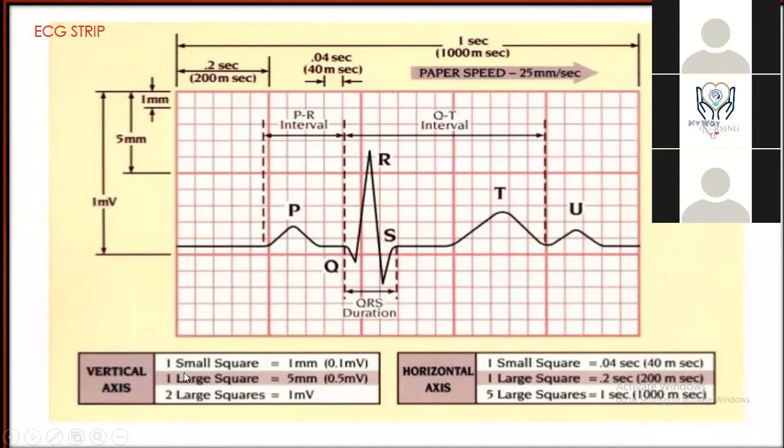As I've mentioned, same thing. One small square, same duration. I don't want to repeat it, but you must memorize it. Each lead has 3 waves or three strips.